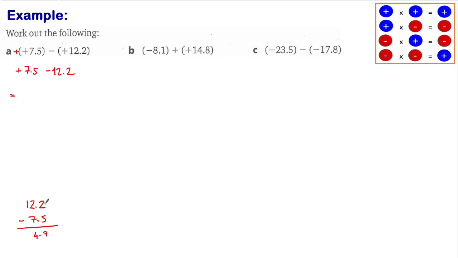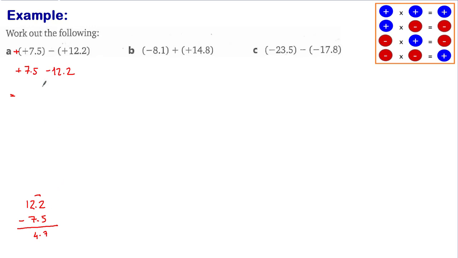4.7. From 2, when you subtract 5, it is not possible. So from the 2 you will get 1 here. From 12, when you subtract 5, it's 7. From 2, this becomes 11. 11 minus 7 is going to be 4. So the answer is 4.7. And if you remember from the decimals, I need to write the decimal points below each other. So when you subtract 7.5 from 12.2, the answer is 4.7.